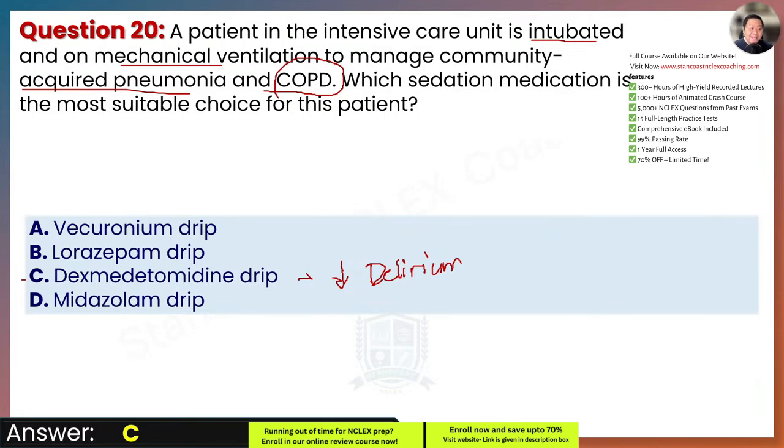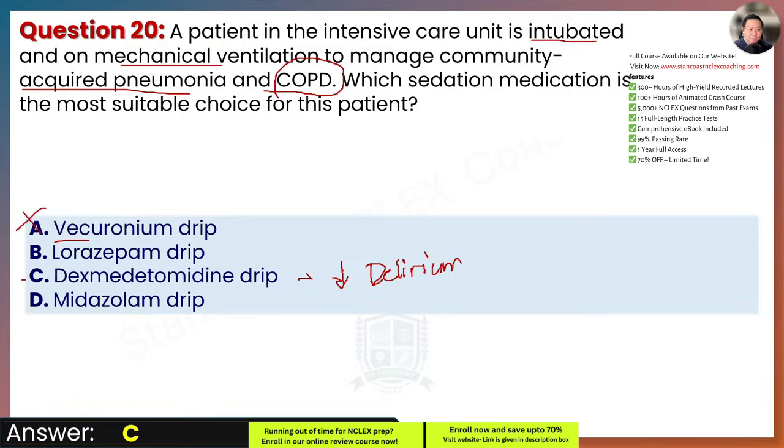Now, why is letter A incorrect? Vicuronium drip. All right, so this option basically is a trap because vicuronium is not a sedative. It is a neuromuscular blocker. It is a paralytic agent. And so it can keep a patient still, but it does nothing for anxiety or awareness. And if used alone, the patient could be completely paralyzed, but still fully aware and in distress. And that's a nightmare scenario, making this an absolutely wrong choice.